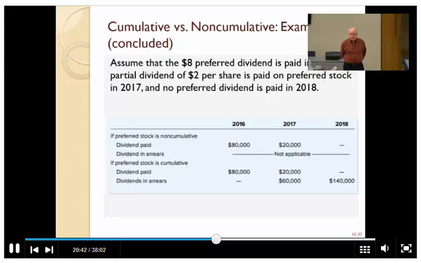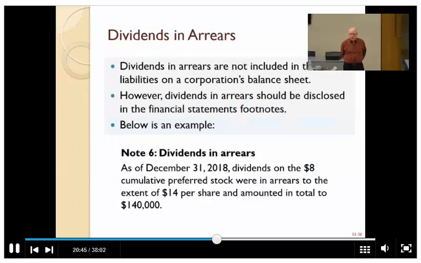Okay. All right, so dividends in arrears are not included in the liabilities on a corporation's balance sheet. However, dividends in arrears should be disclosed in financial statement footnotes. And they give us an example. It says, as of December 31st, dividends on $8 cumulative preferred stock were in arrears to the extent of $14 per share, and it amounted to $140,000.